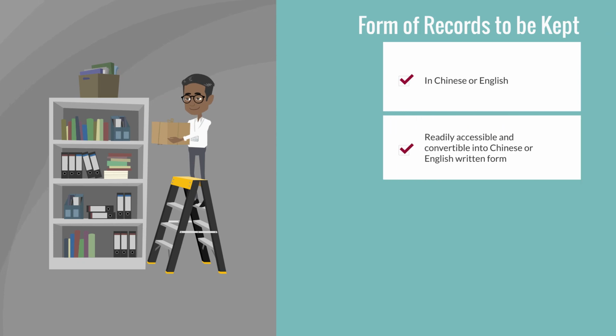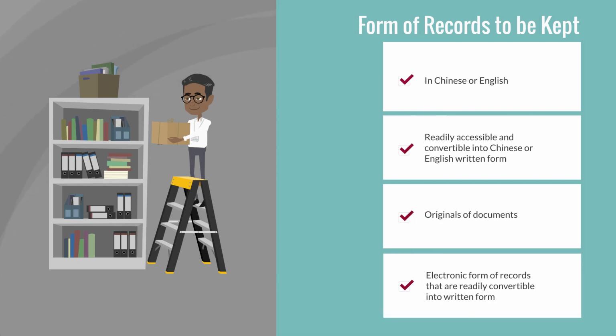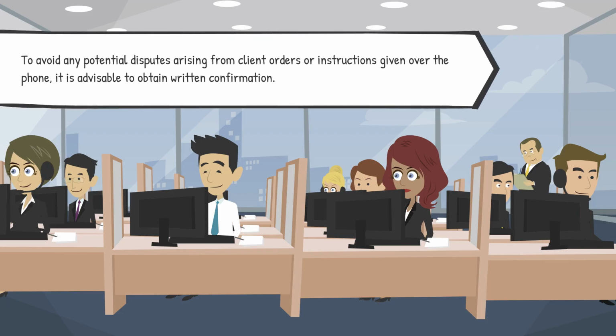The institutions are required to maintain all records in written form, either in Chinese or English, or in a format that allows easy accessibility and conversion into written form in either language. They should also implement necessary procedures to prevent any falsification and ensure that any falsification can be easily detected if it occurs. The Securities and Futures Commission typically expects institutions to retain the original copies of trade-related and non-trade-related documents. However, it is acceptable to maintain records in electronic form as long as they can be easily converted into written form. In some cases, client orders or instructions may be communicated over the phone. To avoid any potential disputes, it is advisable to obtain written confirmation of such instructions.